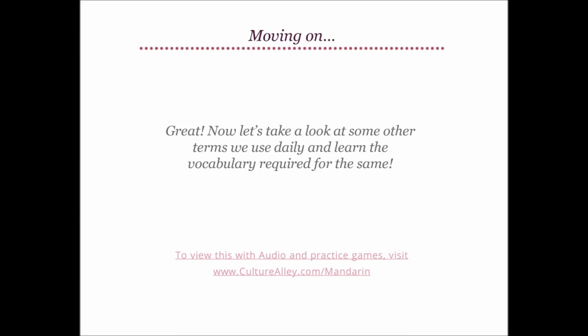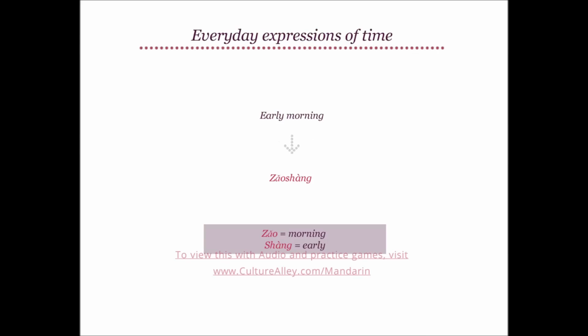Great! Now let's take a look at some other terms we use daily and learn the vocabulary required for the same. Let's start with an easy one. Early morning. Early morning will become 早上, where 早 is morning and 上 is early. 早 is said with a falling rising tone, while 上 carries the falling tone, also known as the fourth tone. Can you try that? It's 早上. Once again, 早上.